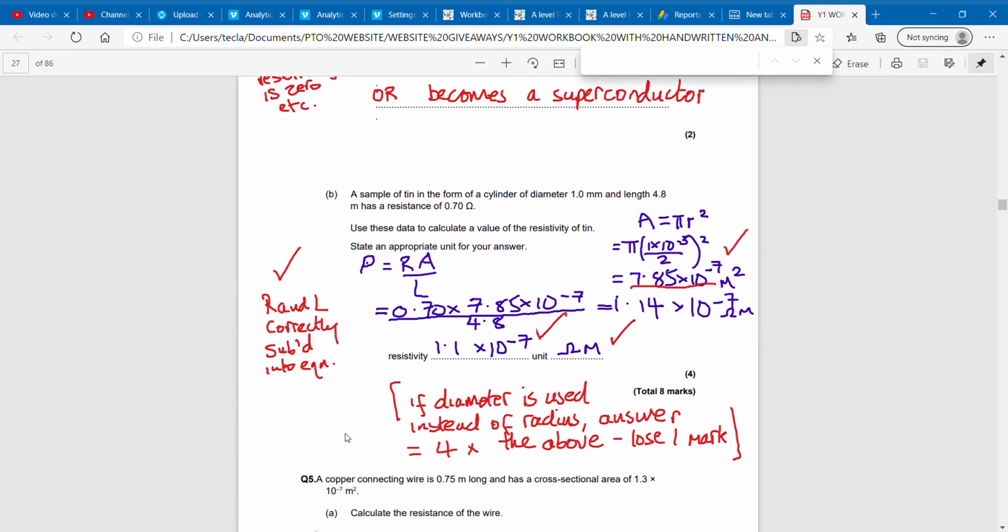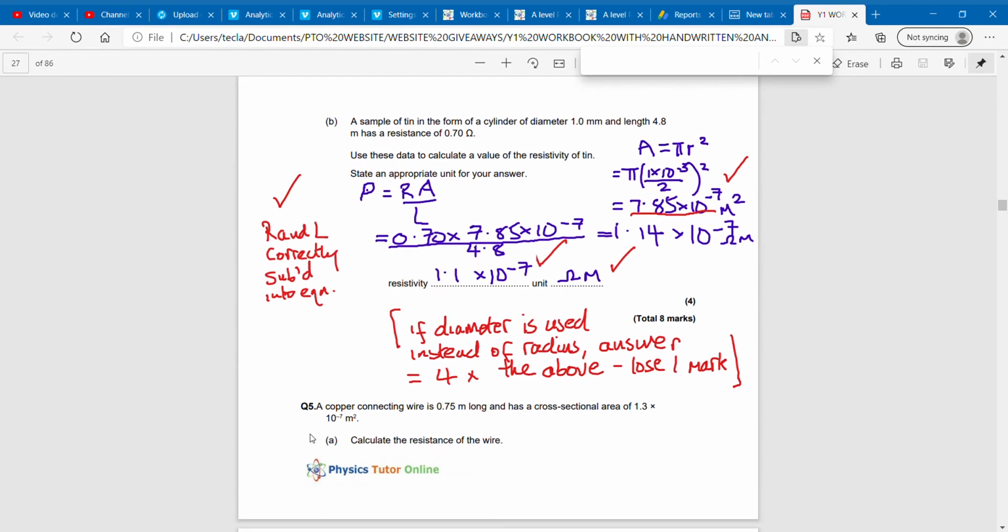For B, given a sample of tin in the form of a cylinder, has a diameter of 1 mm and a length of 4.8 meters and a resistance of 0.70 ohms. Use these data to calculate the value of the resistivity of tin.